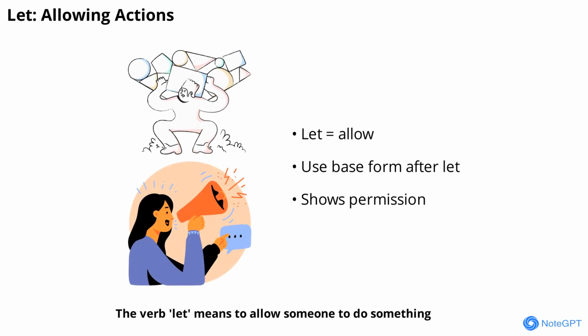The verb let means to allow someone to do something. For example, I don't let my children play video games. Here, you're giving permission or allowing the action to happen. Another example is, when we were little, our parents used to let us stay up late on Saturdays. Using let is all about permission and freedom. Remember, after let, we use the base form of the verb, not to plus the verb. This small detail makes a big difference in sounding natural.